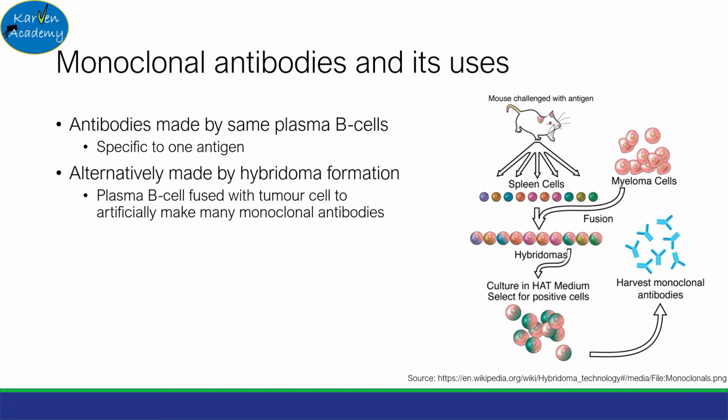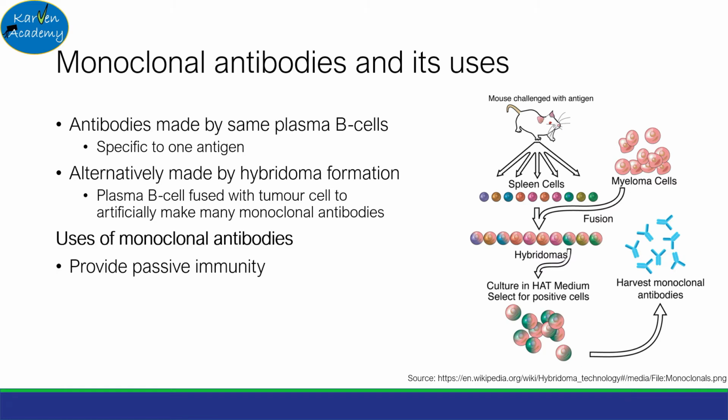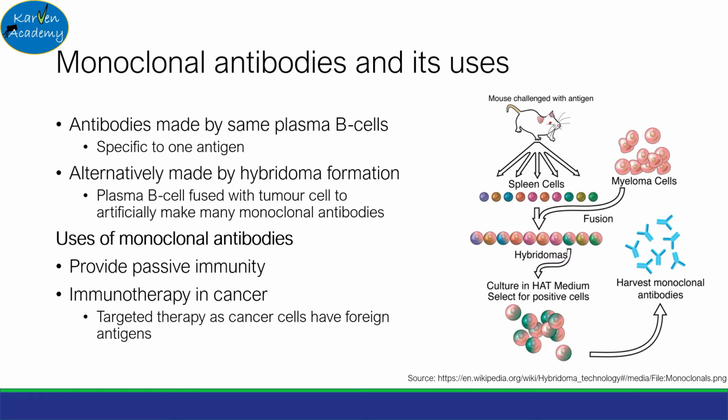I'm not going to go into too much detail here, but essentially a plasma B cell is fused with a tumor cell, which in this case is shown as myeloma cells in the diagram, to make identical copies of the antibody. These monoclonal antibodies can be used to provide passive immunity or immunotherapy in cancer. This is because cancer cells have foreign antigens, and immunotherapy would provide targeted therapy. Another use of these monoclonal antibodies is in the ELISA test, which we'll see in a later video.